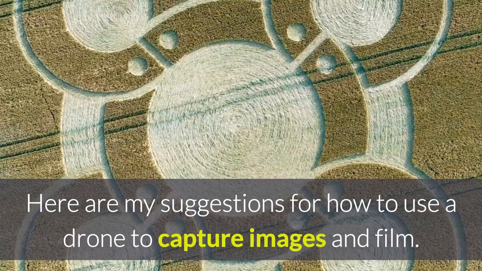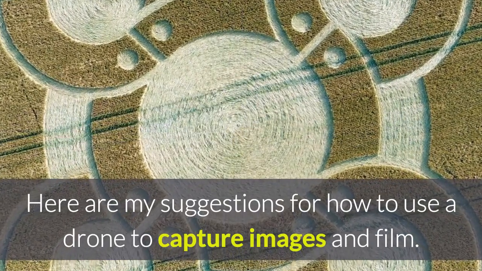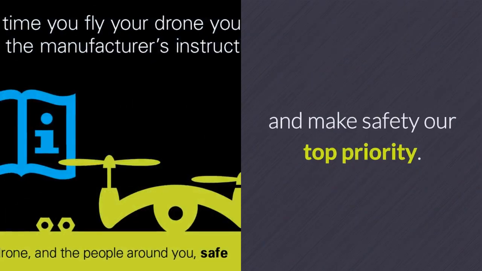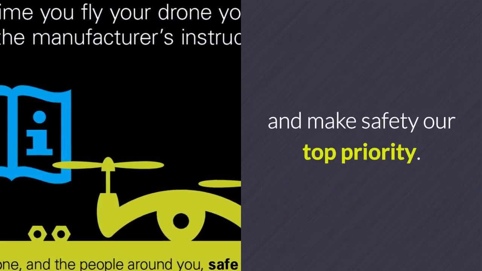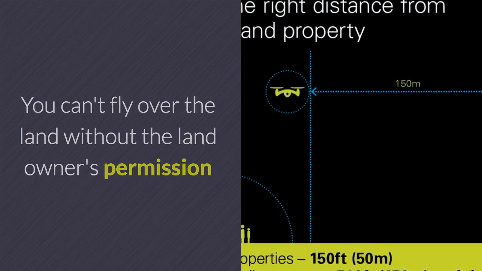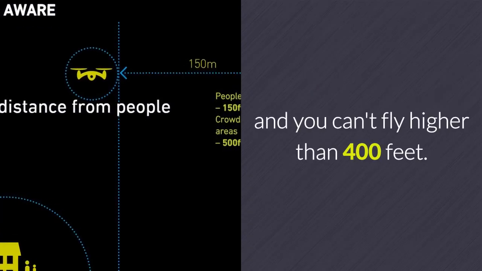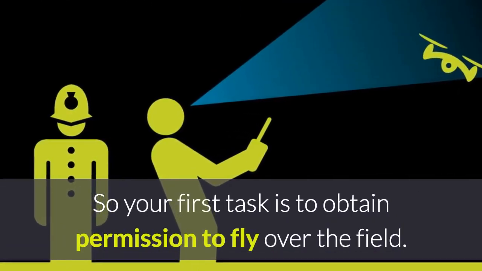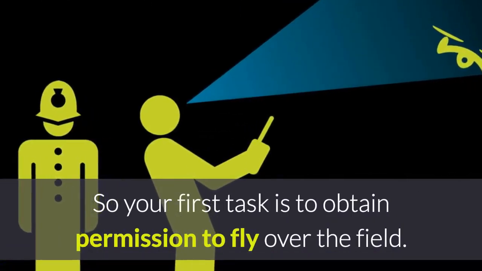Here are my suggestions for how to use a drone to capture images and film. First of all, we have to adhere to the law and make safety our top priority. You can't fly over the land without the landowner's permission, and you can't fly higher than 400 feet. So your first task is to obtain permission to fly over the field.